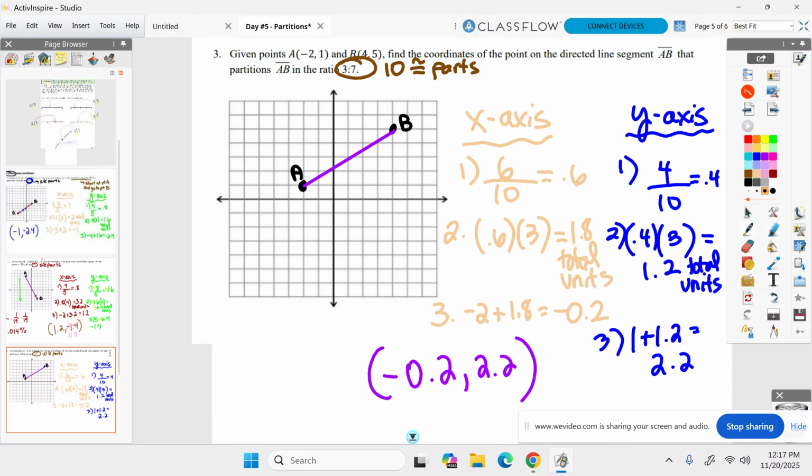Check it. Go to the left, ready? Left just a little bit, -0.2, up 2.2 units. Yep, I look pretty confident. Does that fit into 3 to 7? Does it look like it fits into 3 to 7? Much smaller to the left than to the right. Yep, looks good. 3 to 7.